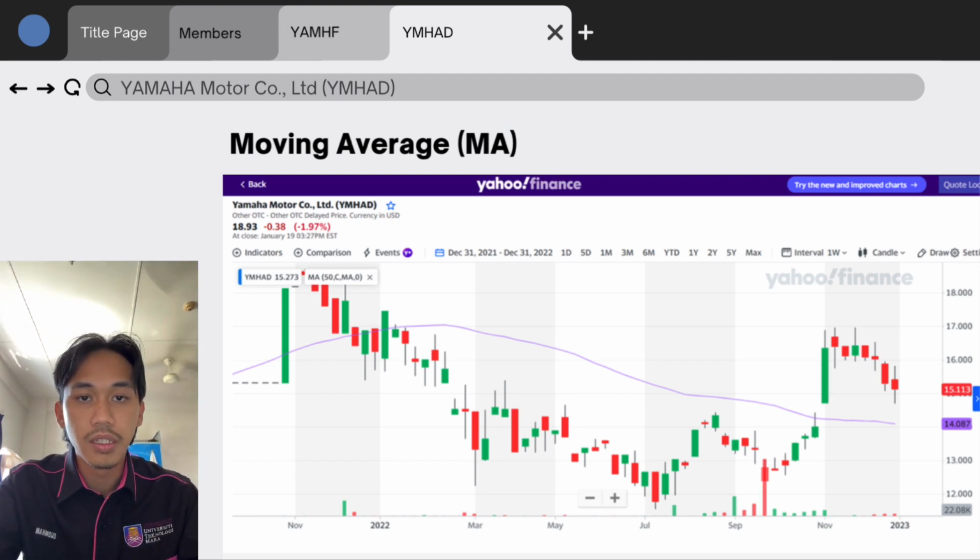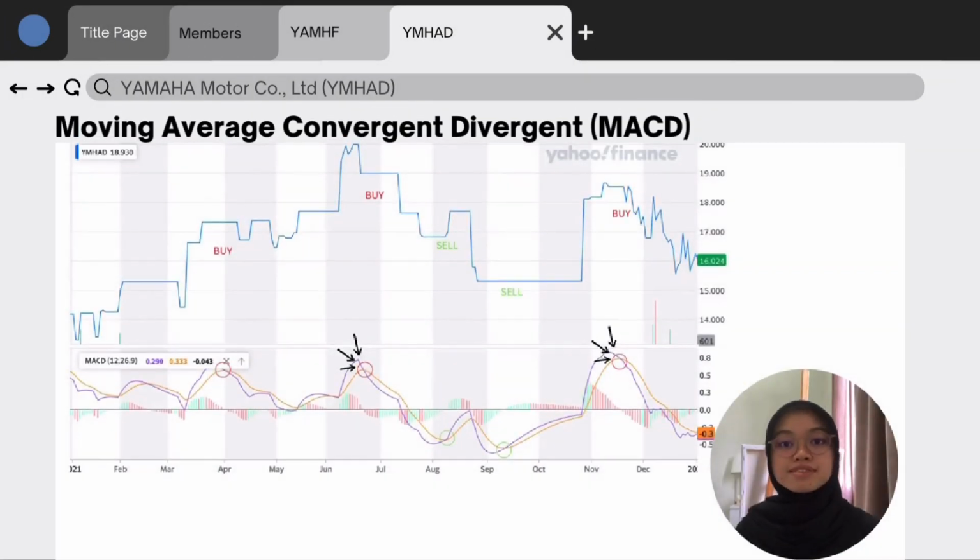This could indicate that the stock is currently in a downtrend. The next indicator is MACD.